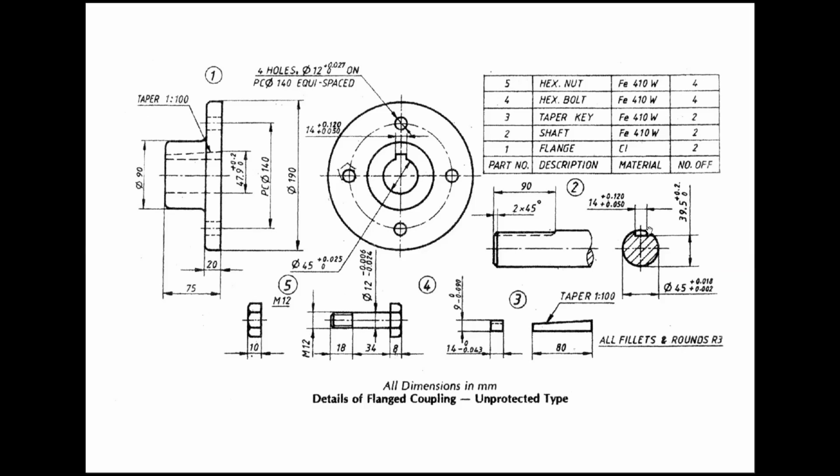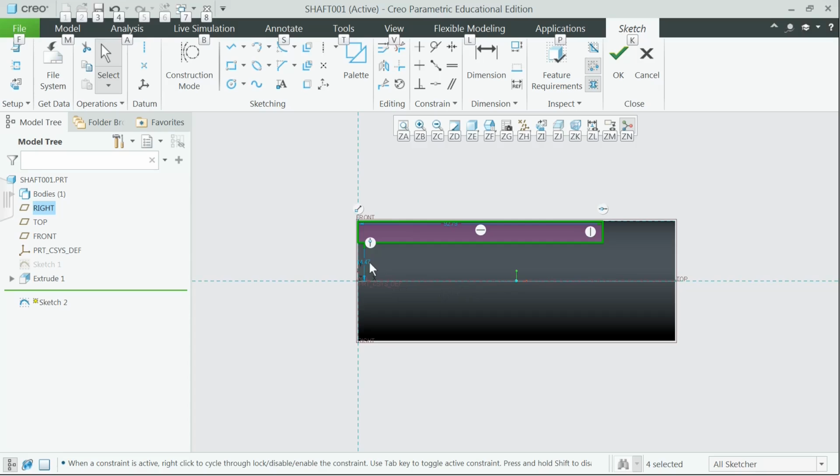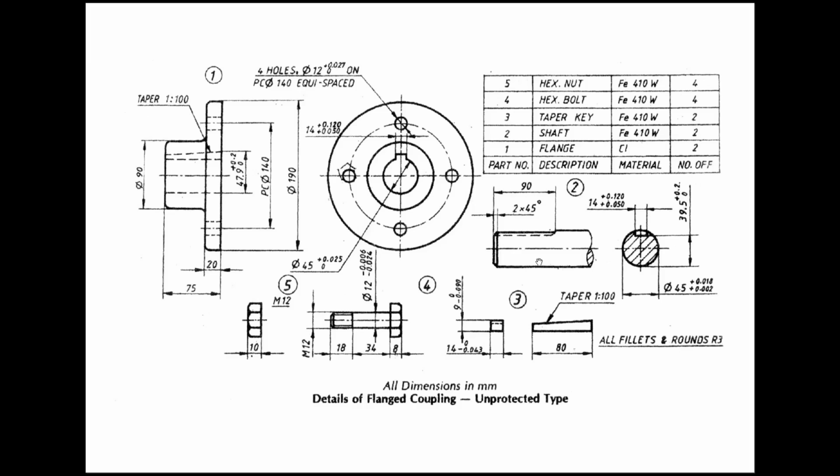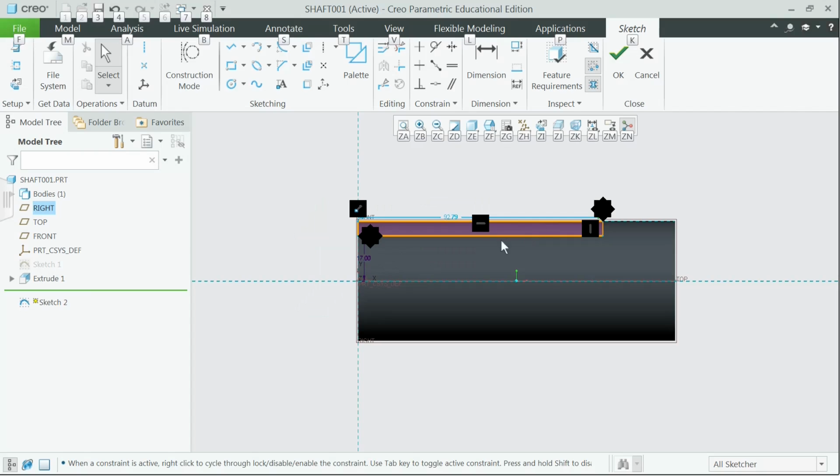We know the depth of the keyway is 5.5 mm. The gap between the center of the shaft to the bottom surface of the keyway is 17 mm. That is 22.5 minus 5.5. So this value will be the radius value 22.5 minus the depth of keyway, which is 5.5 mm. Length of the keyway is 90 mm.